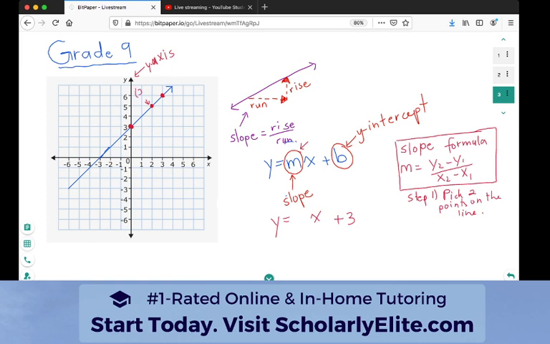2 and 5. So the reason that it's 2, 5 is because this is x and this is y, just like always, just like you guys learned in elementary school. And then this point is 3, 6. Okay, great. So now we've picked our 2 points.